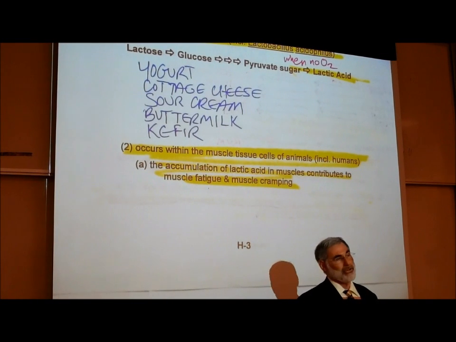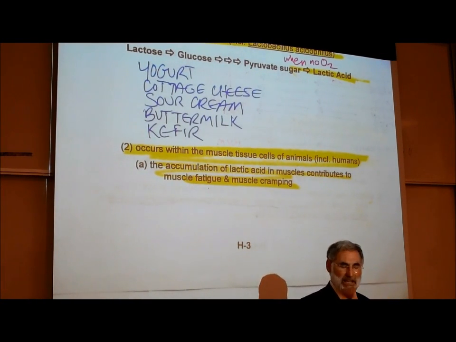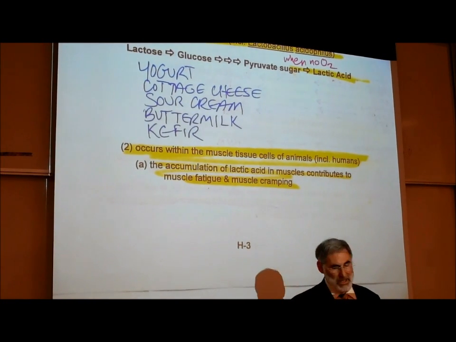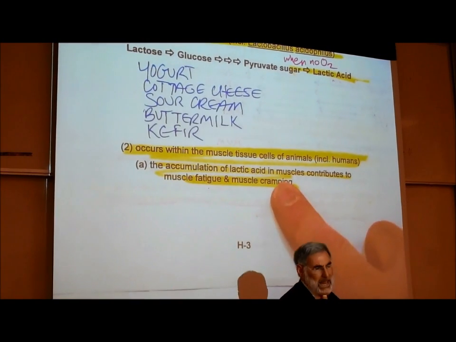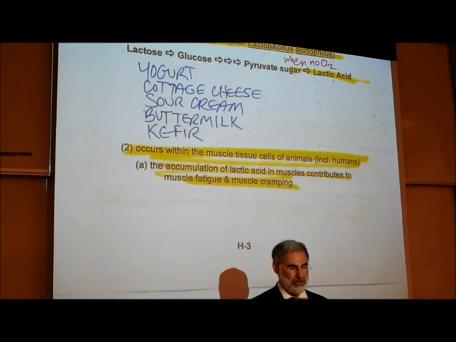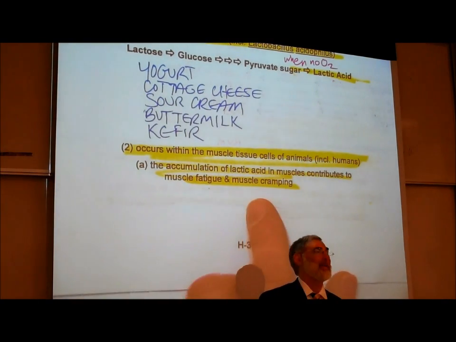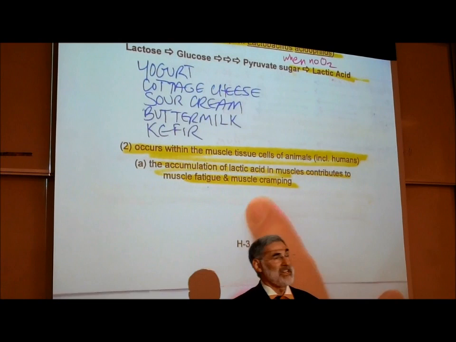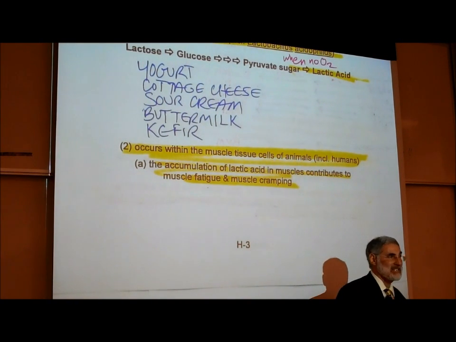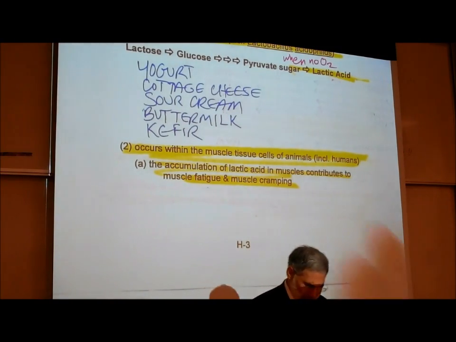And when our muscles aren't getting enough oxygen, they cannot break sugars completely into CO2 and water. They can only form lactic acid. It is this buildup of lactic acid in our muscles, when we're not getting enough oxygen to them, that contributes to what's called muscle fatigue and muscle cramping. This is because lactic acid is just that, an acid, and it's starting to affect the ability of the muscles to work.